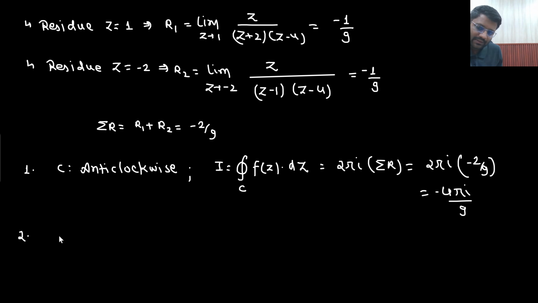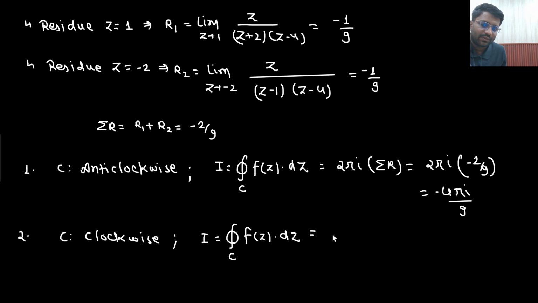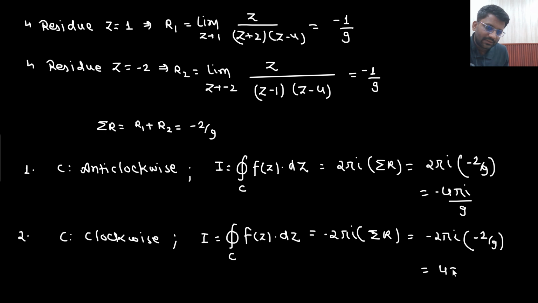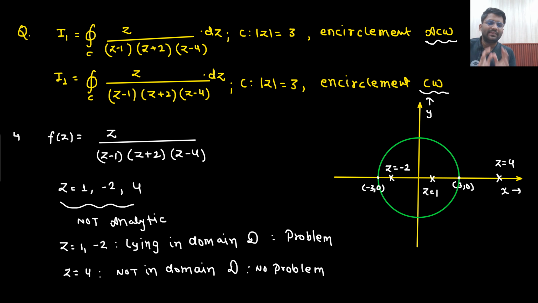And if the encirclement is clockwise, then the answer of f(z) dz over the closed contour C would be equal to minus 2 pi iota times the summation of residues. So what is the answer? Minus 2 pi iota, and the summation of residues is minus 2 by 9. So the answer is 4 pi iota divided by 9. That's it. Is there anything tough? The only factor that you need to remember is 2 pi iota. So it is a very simple process, sir.